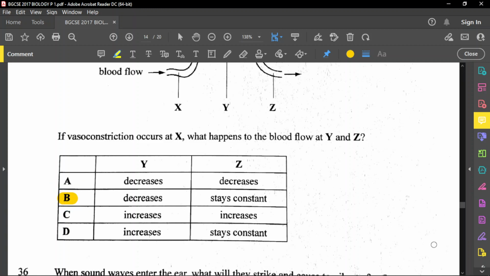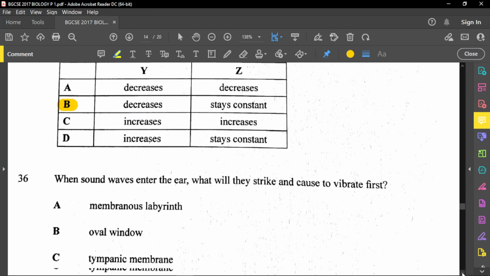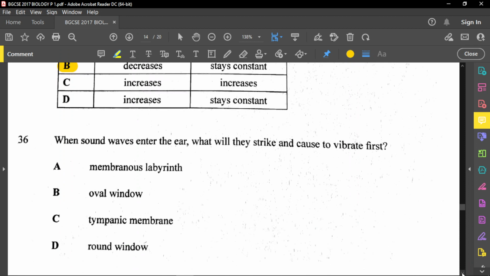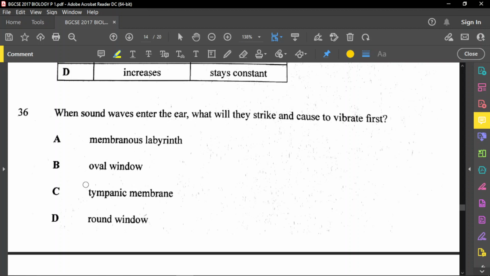All right. Now next question, 36. For question number 36, it said, when sound waves enter the ear, what will they strike and cause to vibrate first? So the first thing to vibrate is the eardrum. The eardrum is also known as the tympanic membrane. So tympanic membrane is the same thing as the eardrum. Please make a note of that.